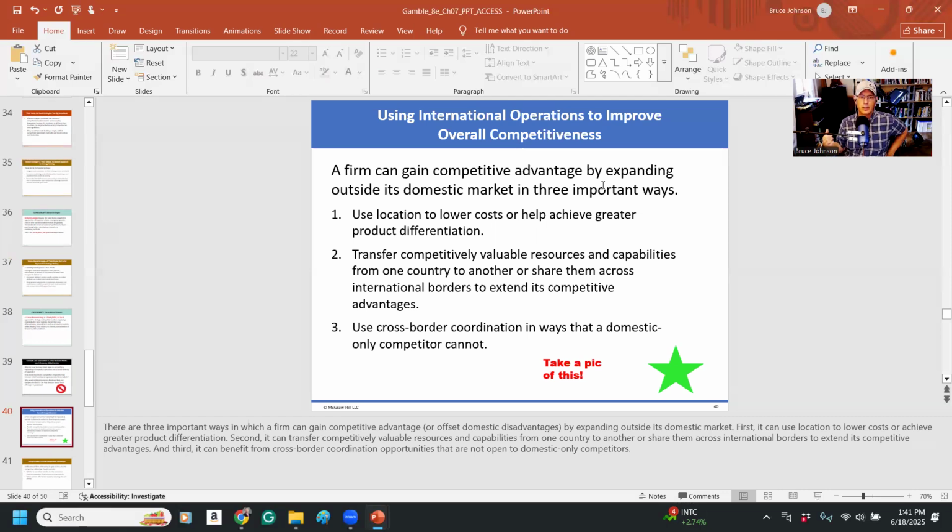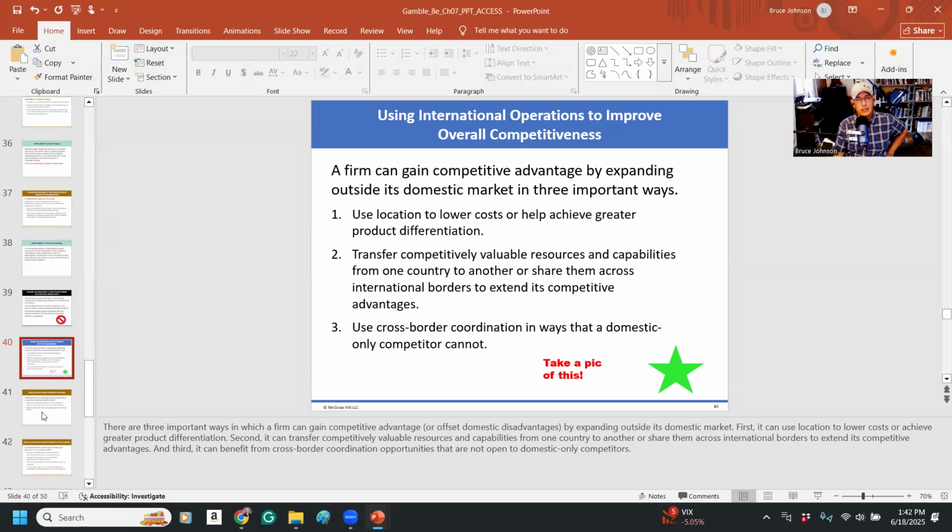There are three ways in which a firm can gain a competitive advantage by expanding outside its borders. One is you're able to use lower costs, because of the location, especially when we talk about U.S. businesses in many other countries, where wages are a lot less. Another is to transfer competitively valuable resources and capabilities from one country to another, or share them across international borders to extend your competitive advantage. And then use cross-border coordination in ways that domestic-only competitors can't. That might be harnessing interest rate risk, for example, and then lowering your costs compared to a competitor that's trying to compete against you.